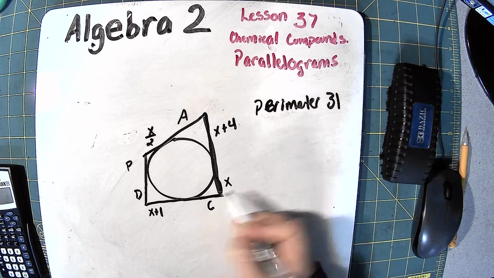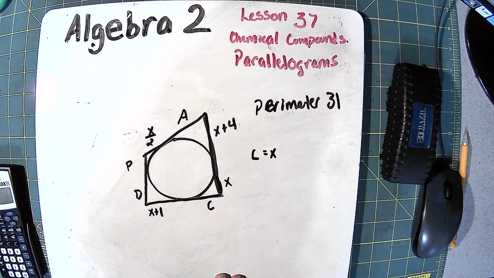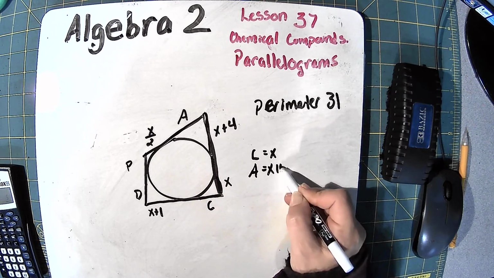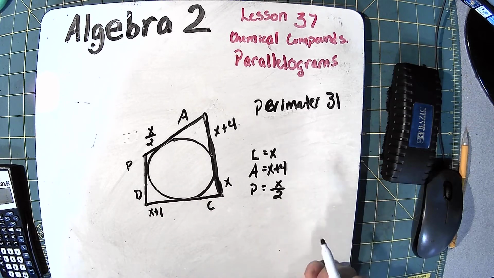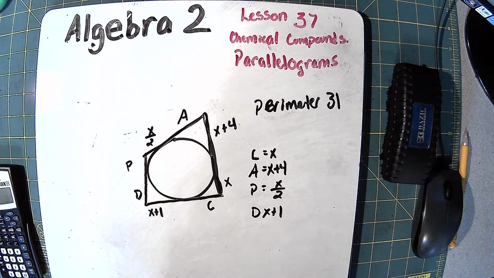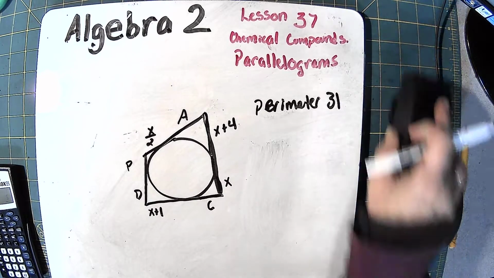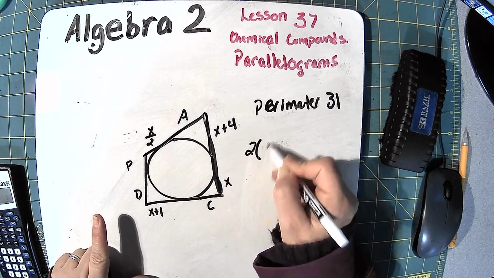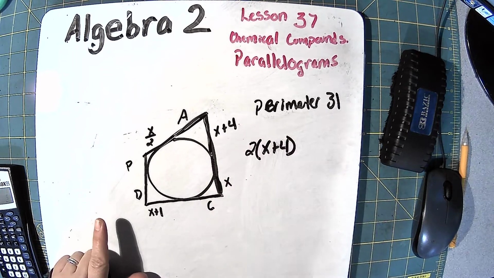We also know that this right here is going to be equal to that. So C is going to equal X, right? We know that A is going to be equal to X plus 4. And we know that P is equal to X over 2. And D is equal to X plus 1. So what we're going to do is just double each of these. So I have to add all these together, but instead of saying A plus X plus 4, I'm going to say 2 times X plus 4, because A is X plus 4, right? So we got 2 of the X plus 4s.